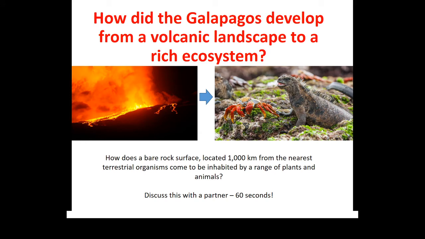So, what I want to be able to explain by the end of today's lesson is how did the Galapagos Islands develop from these volcanic landscapes into such a rich, vibrant ecosystem full of plants and animals? It's a bare rock surface when it's formed. It's 1,000 kilometers from the nearest land, plants and animals. So how did it become inhabited?